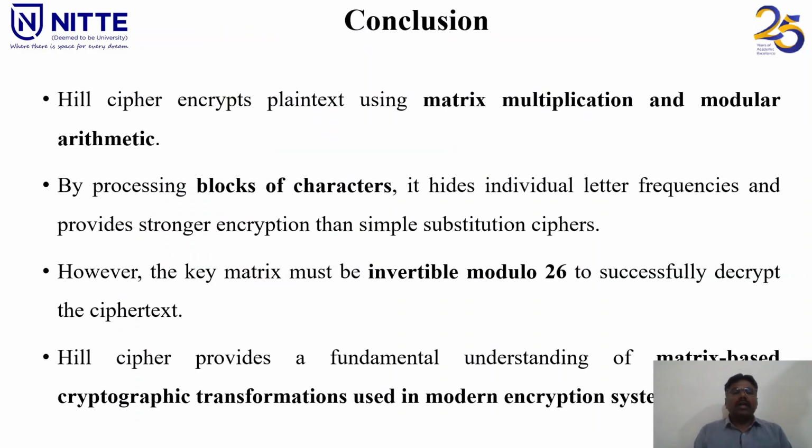Now at the end of this session, let's recap what we discussed about Hill Cipher. Hill Cipher encrypts the plain text using matrix multiplication and modular arithmetic. We process blocks of characters. It hides the individual letter frequencies and provides stronger encryption than simple substitution techniques. The key matrix must be invertible modulo 26 to successfully decrypt the ciphertext. And at last, Hill Cipher provides a fundamental understanding of matrix-based cryptographic transformations used in modern encryption systems.